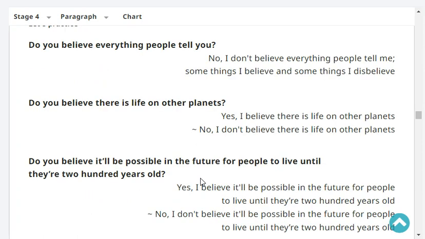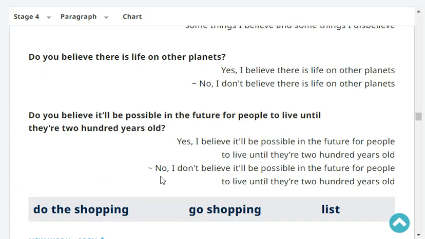Do you believe it will be possible in the future for people to live until they're 200 years old? Yes or no? Yes, I believe it will be possible in the future for people to live until they're 200 years old.